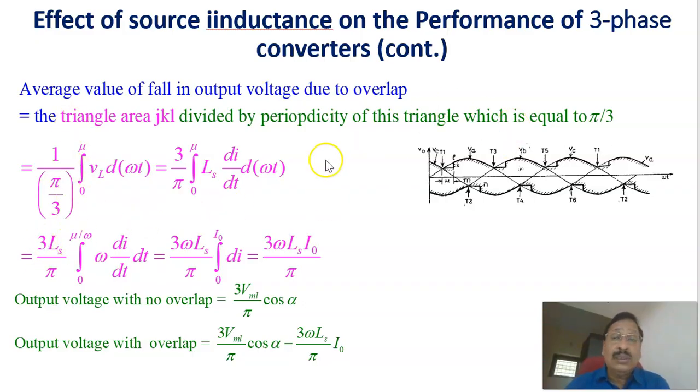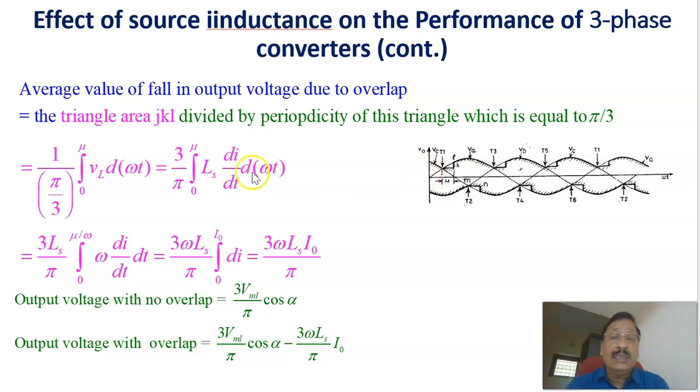Or the reduction in voltage is equal to 3 by pi. 3 LS is taken outside. 3 LS divided by pi integral 0 to, in terms of omega t, we will be taking 0 to mu by omega, di by dt into dt, or 3 omega LS divided by pi into 0 to I naught. That is, during that period the current is changing from 0 to I naught into dt, or that is equal to 3 omega LS I naught divided by pi, this is the area over one cycle.